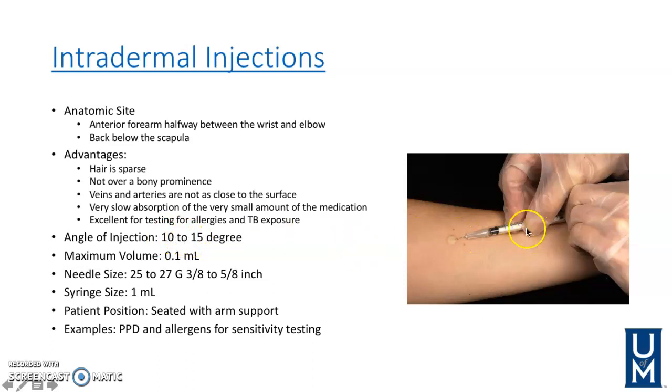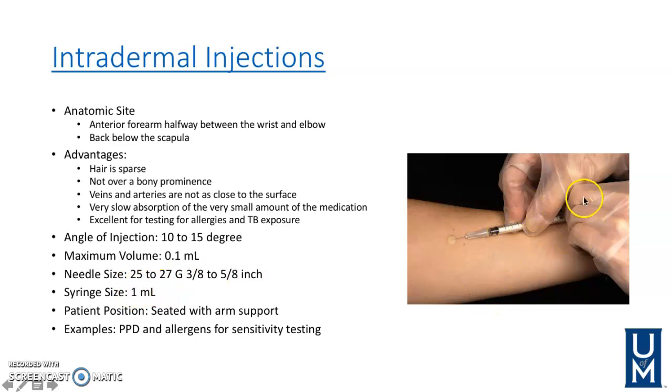The angle of injection is 10 to 15 degrees. You can see the needle is almost touching the skin. That angle is so small, just a 10 to 15 degree angle to get to that site of administration. The max amount of volume we can give is 0.1 mLs. We're going to use a small needle here. Remember, the bigger the number, the smaller the needle, so 25 to 27 gauge. And it's going to be pretty short, right, because we're not having to go very far. So 3/8 to 5/8 inch.